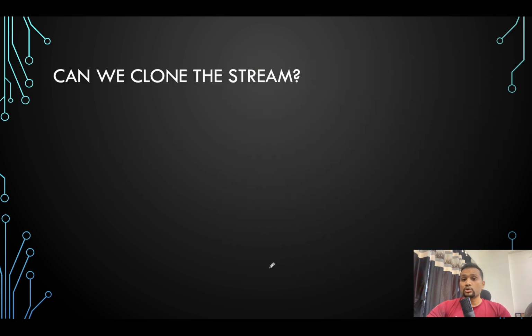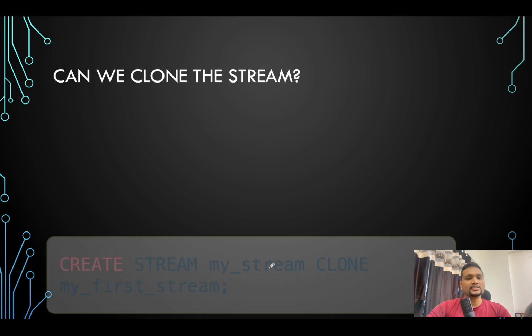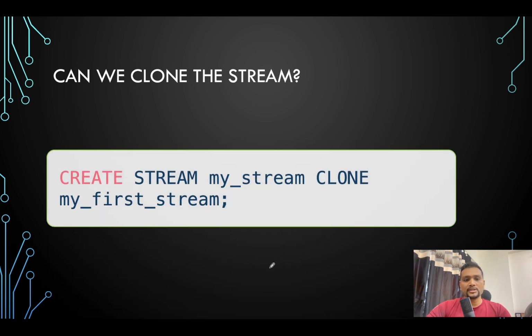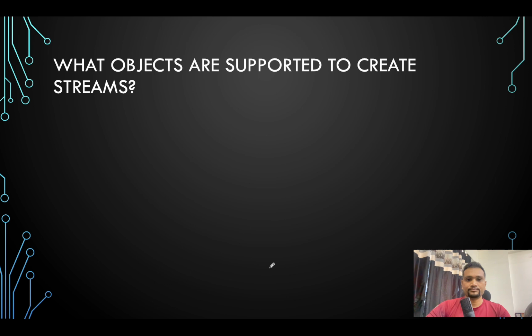Now, can we clone the stream similar to other objects? Yes, you can clone the stream, and the syntax is very similar to other objects: create stream, stream name, and then clone and whatever stream name you want to clone. It's very simple. When you clone the stream and it has already captured some data at that moment, the cloned stream will also have the same data.